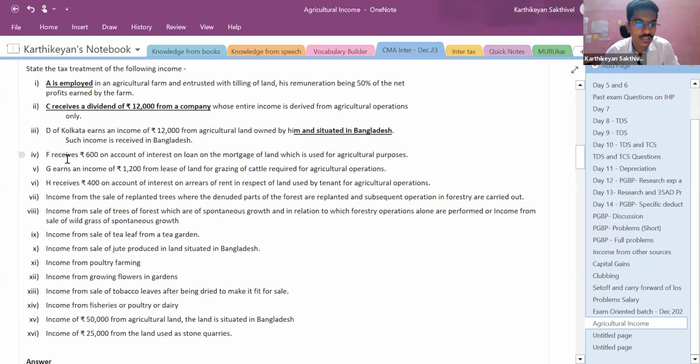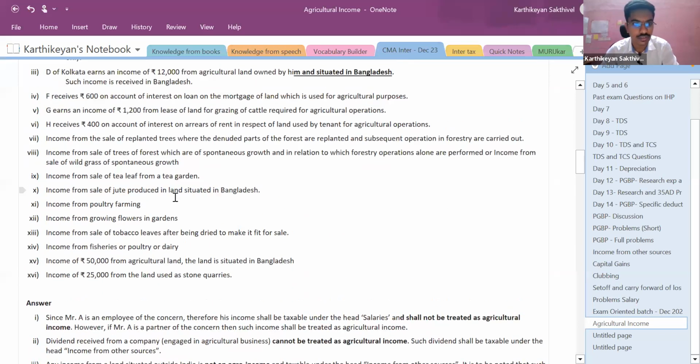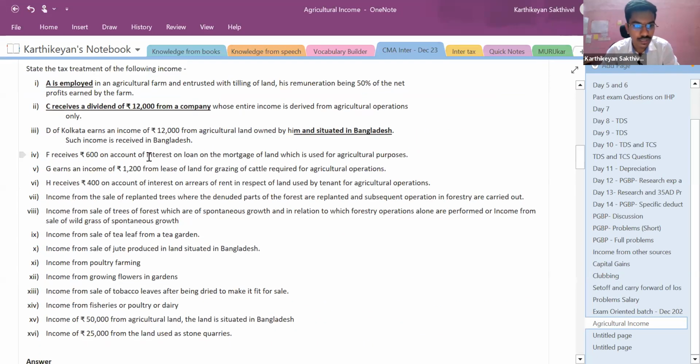Next, F receives rupees 600 on account of interest on loan on the mortgage of land which is used for agricultural purposes. Since interest on loan is not carrying on either the basic operation or the subsequent operation, it is to be treated as not an agricultural income.